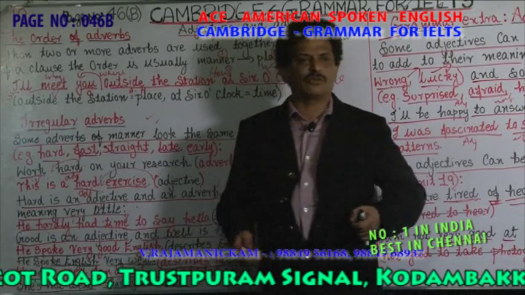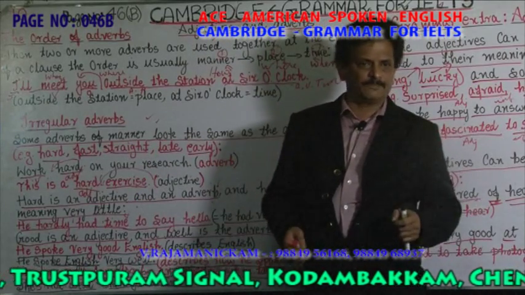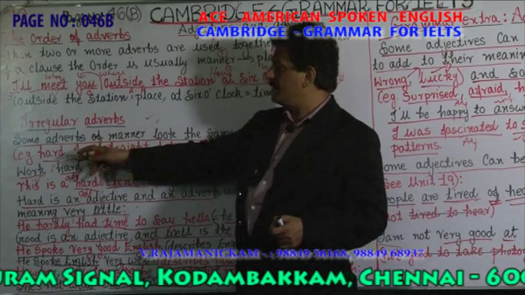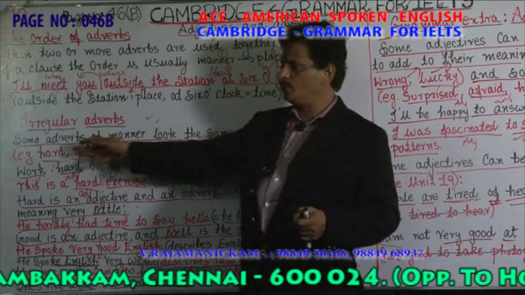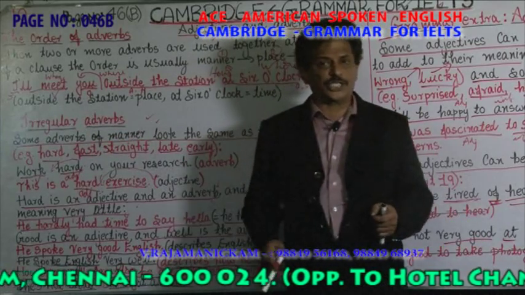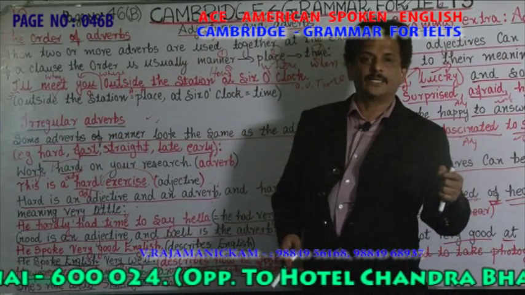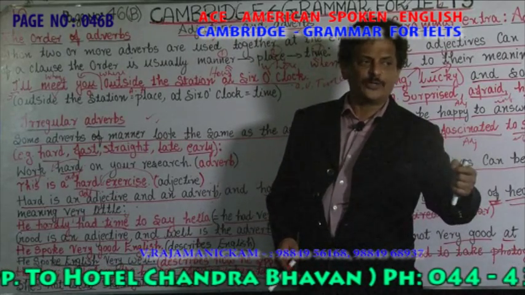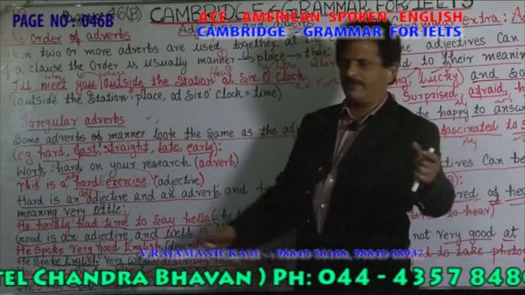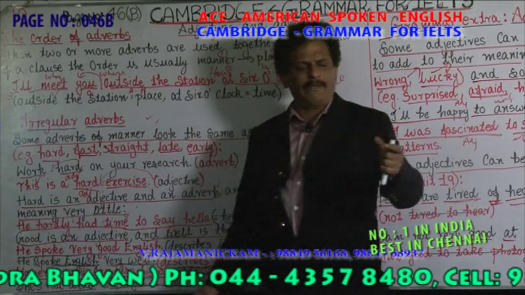Fastly, you don't have a word called fastly. I ran fast. It can be used as an adjective. See, he's a hard worker. What type of worker is he? He's a hard worker, so hard becomes an adjective. He works hard. How does he work? Hard. That hard worker is an adjective. He works hard. This hard is an adverb.